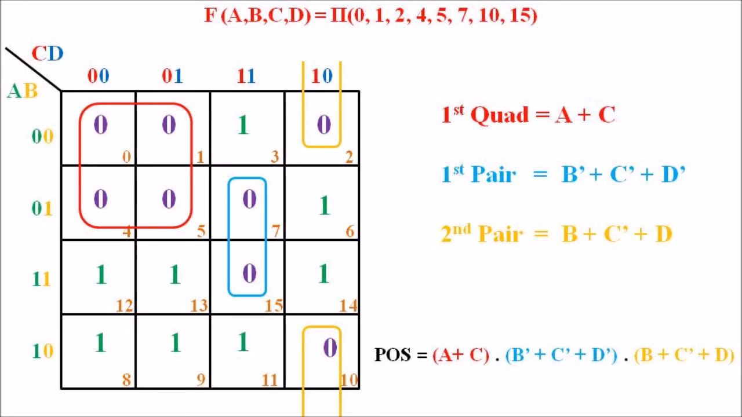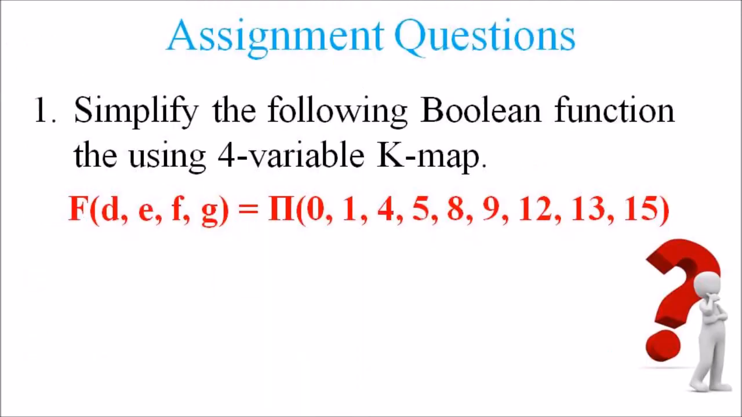So my dear students, hope you had understood this topic. Kindly go through this assignment question. Our question is, simplify the following Boolean function using a 4-variable K-map, and the function is f of D, E, F, G equal to Pi of 0, 1, 4, 5, 8, 9, 12, 13 and 15.